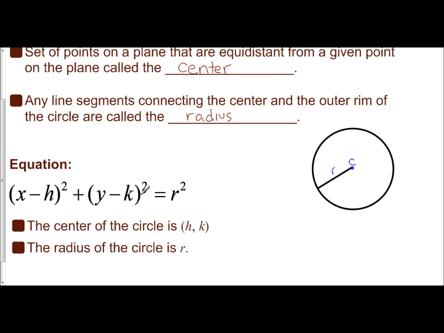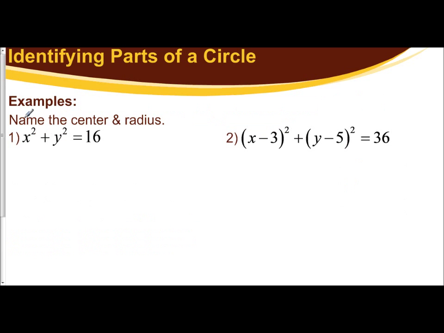be graphing from. So let's first just practice identifying some of the parts of a circle from the equations. So name the center and the radius given these equations, which are already in standard form. So remember, our standard form is the quantity x minus h squared plus the quantity y minus k squared, and that should be equal to your radius squared, r squared.